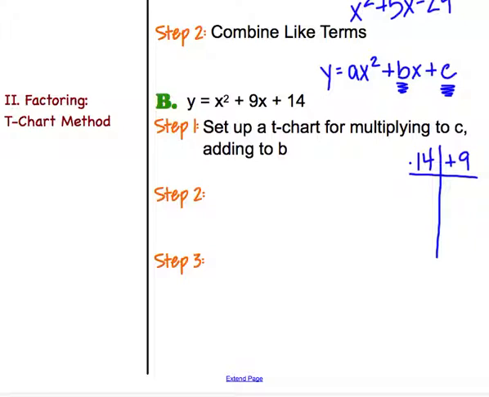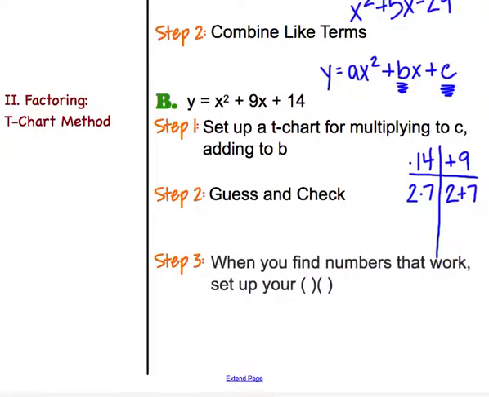So what we're going to do now is simply use guess and check, my favorite method of working through things, to figure out what this is. The first one I usually think of is 2 times 7. So 2 times 7 does equal 14. If I say 2 plus 7, I get 9, that does equal 9. So then once you get to your numbers, in our case our 2 and 7, we're going to set up our parentheses for our factored form. So we have y equals x plus 2 times x plus 7.